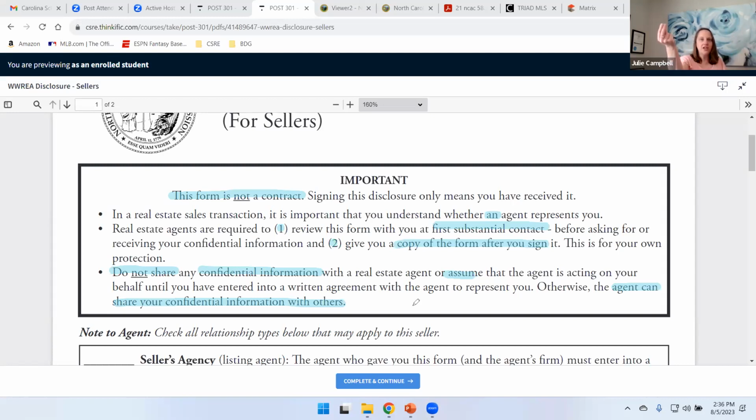Cha-ching, cha-ching, cha-ching, all day long. Everybody with me? Is that important for buyers to understand? Sellers to understand? Talking to me is like talking directly to my client. If you don't want the seller to know, don't tell me. And that's the point that we're trying to get across.